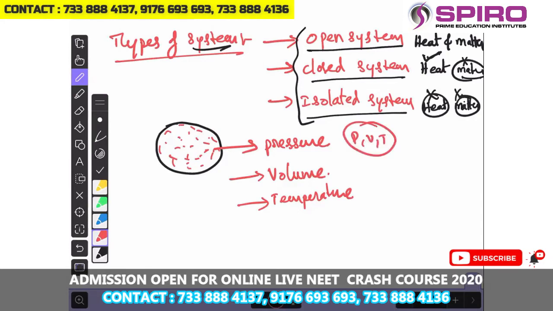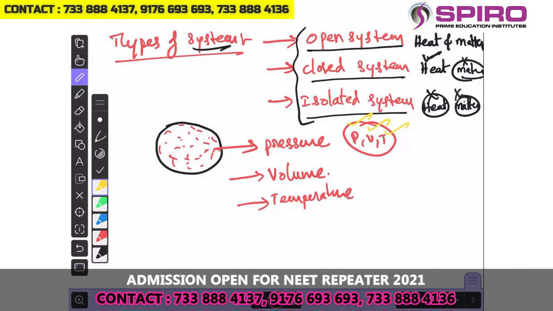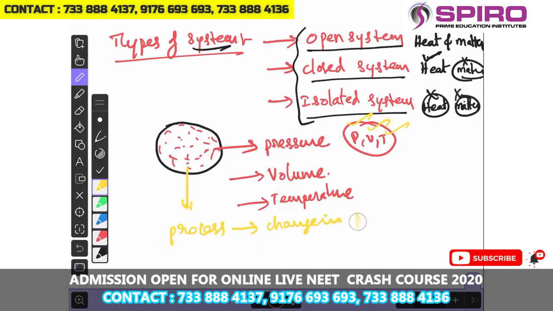If, for suppose, pressure may be changed, volume may be changed, temperature may be changed, any change in any parameter that takes place is called a process. What is the process? The change in either pressure, volume, or temperature, or change in all the parameters. That is called a process.